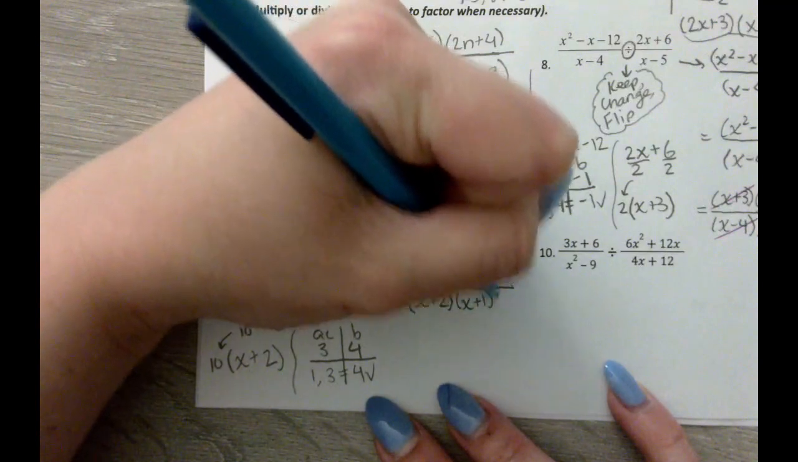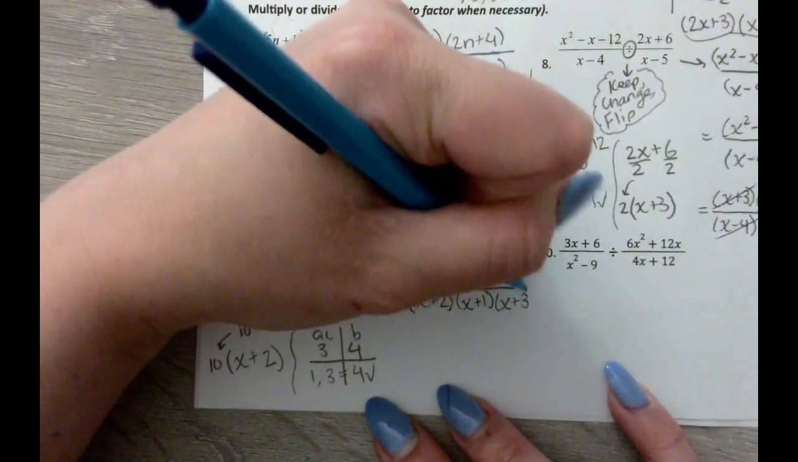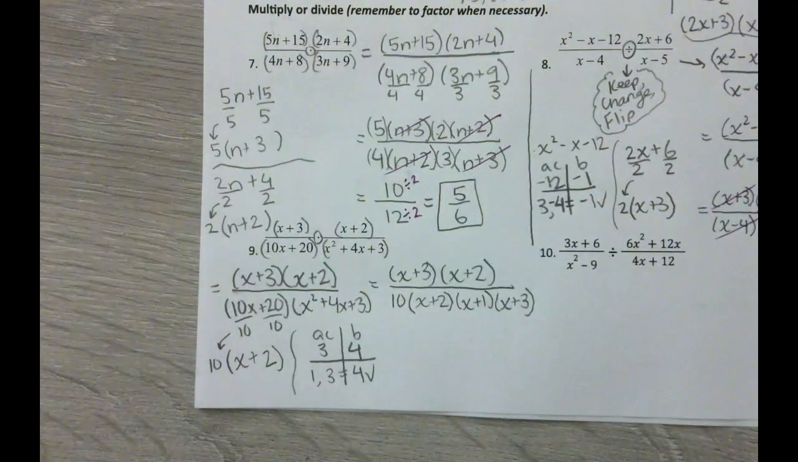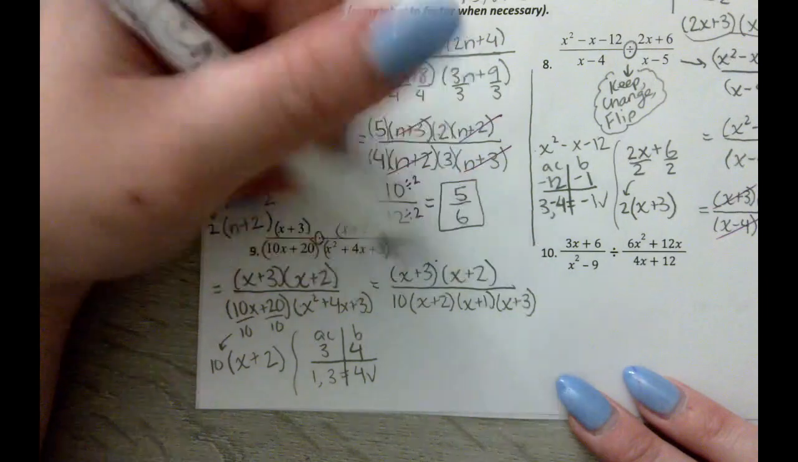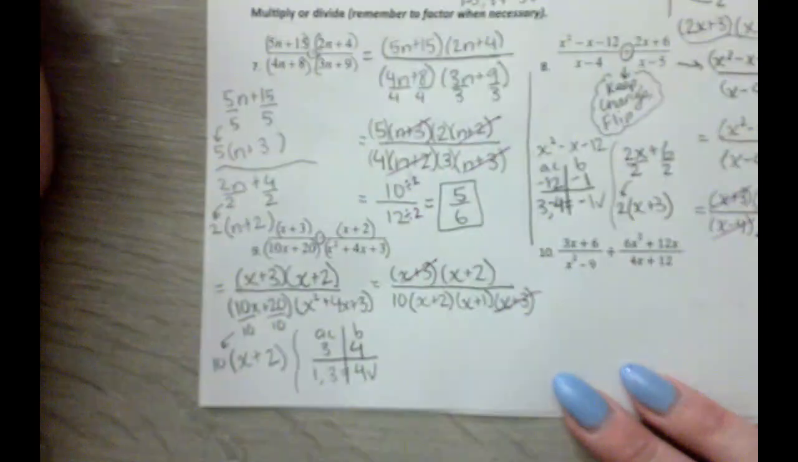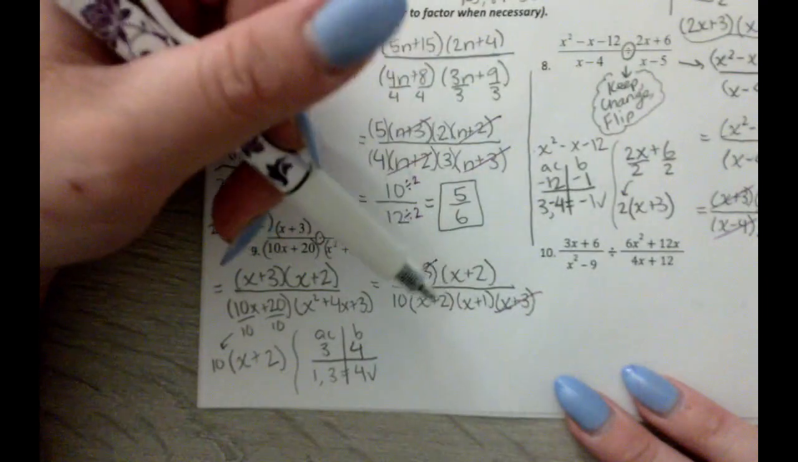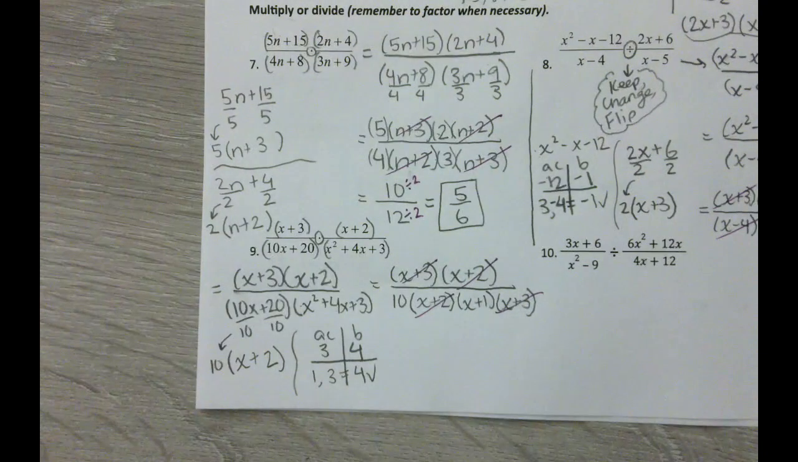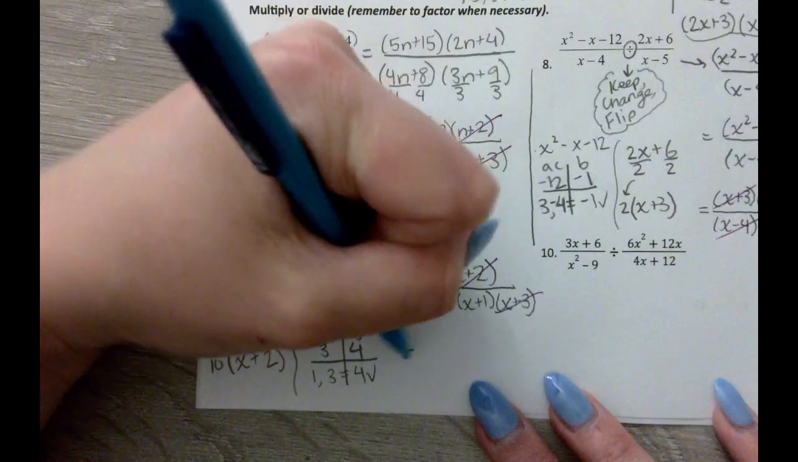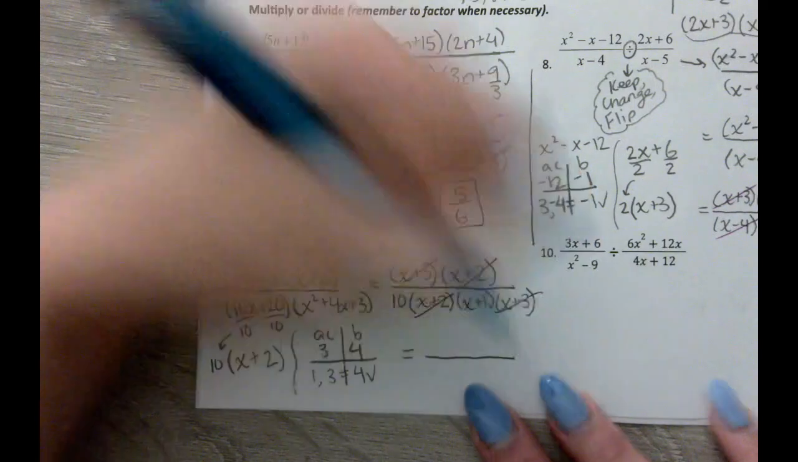X plus 1, X plus 3. Everything is factored, so now we can cancel. X plus 3 on top, X plus 3 on bottom. Let's cancel. X plus 2 on top and bottom. Cancel. Everything has been canceled out on top, so I am done. Put the rest of it into your answer.